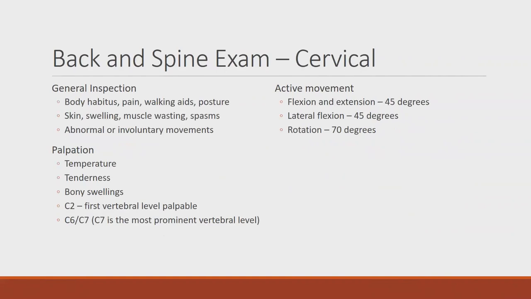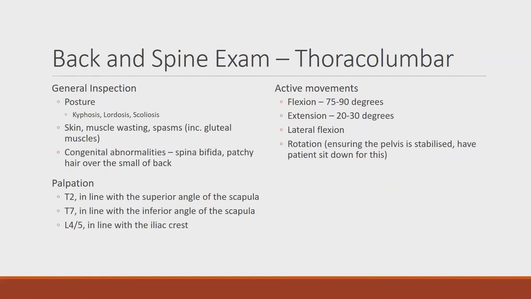But yeah, so you can basically break it up into your C spine, and then your thoracolumbar spine, which is your thoracic and lumbar spine, obviously. So again, same principles, general inspection, palpation, and then movement. And then you don't have special tests for your C spine, but you do have a couple for your thoracolumbar spine. So again, with the thoracolumbar spine, the only thing that I really want to point out is when you're doing rotation, make sure that their pelvis is stabilized. So get them to sit on the side of the bed before you get them to rotate side to side, because you can rotate your pelvis and it can look like you're rotating a bit more than you actually are.